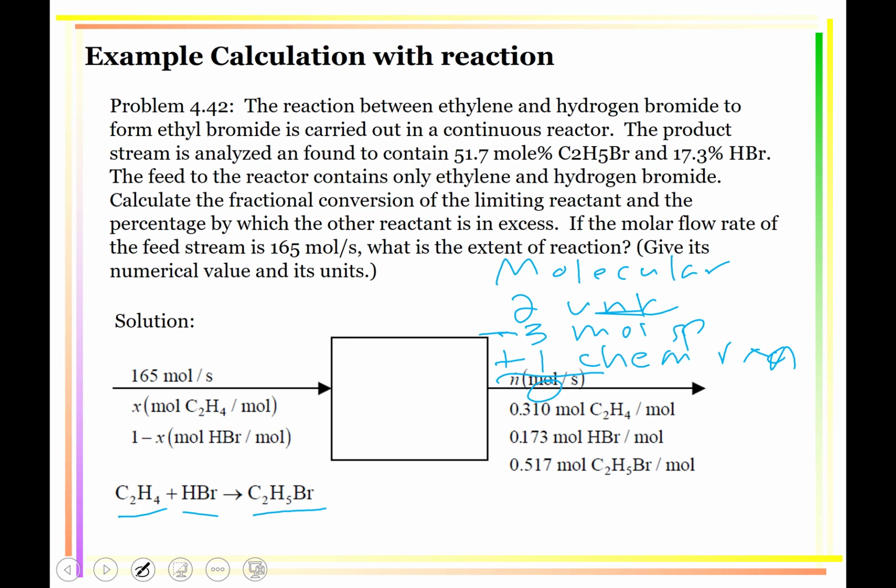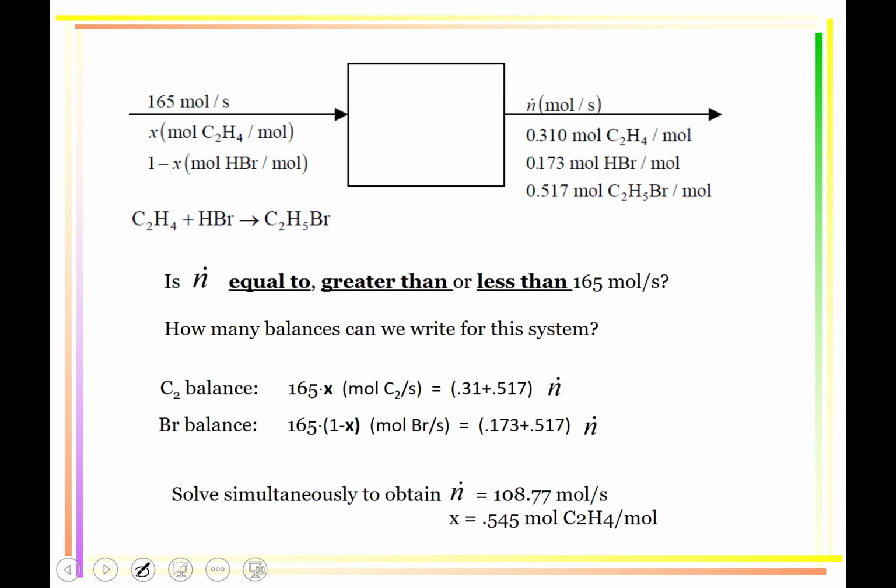So now I'm going to show one more thing in this before I move on. Here we have this. I want you to think about this for a second. Is n dot equal to, greater than, or less than 165? So you should be able to answer that already, because we've talked about that. So how can we tell by looking at this? And I want to make this point that the moles in, when you have a reaction, does not necessarily equal the moles out. Okay, and I'm talking about total moles, not moles of carbon or moles of hydrogen. I'm talking about the total moles.